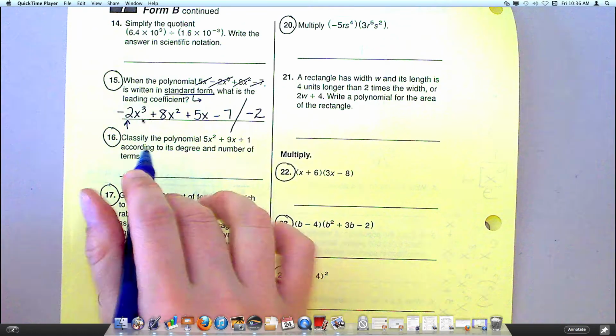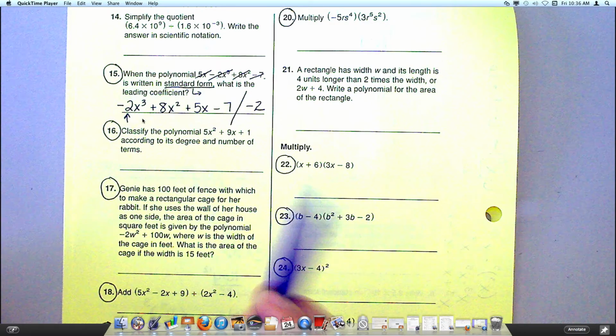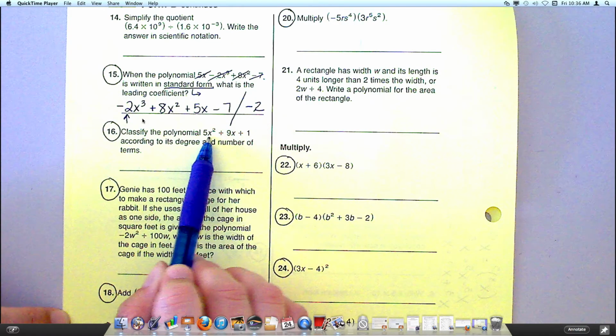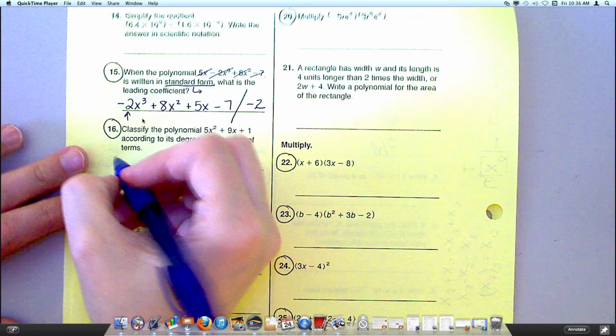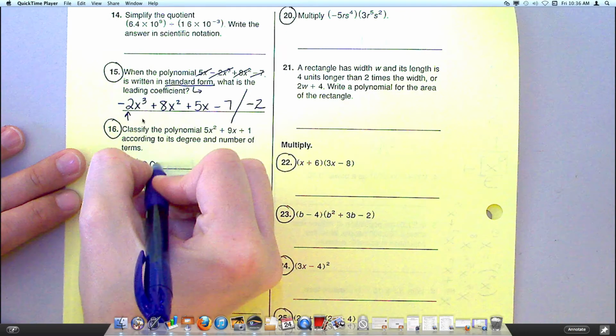Okay, classify the polynomial by the degree and the number of terms. Well, you might not remember all your degree classifications, but if I were to ask you what type of equation that is, because it has an x squared in it, what would you call it? It is, okay, it's a trinomial because it has 3 terms. Let's write that down. Trinomial because it has 3.